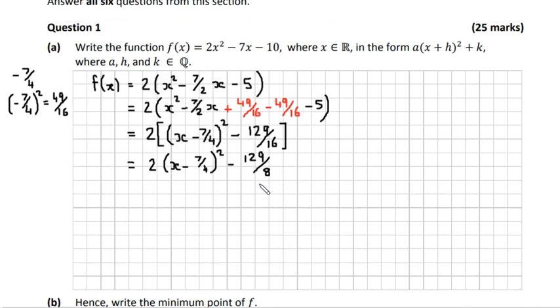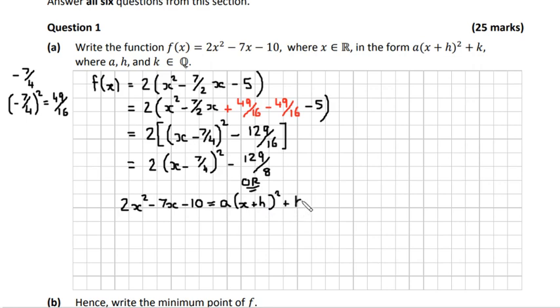But there is another way of doing that question, which I'll just do before we leave part A. It's just an alternative way of doing it. So what you could do here, we want to write this in that form. So I want to write 2x squared minus 7x minus 10 in the form a by x plus h to be squared plus k.